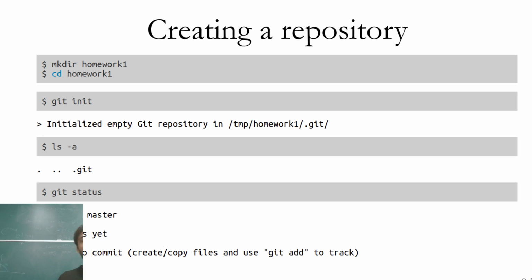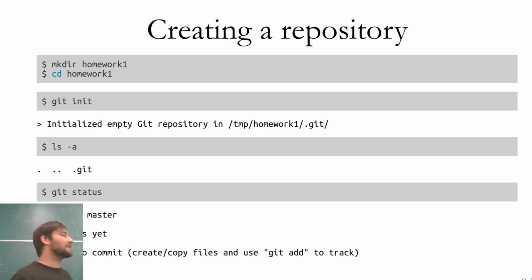So Git tracks changes which are inside one folder and subfolders. So let's say I want to track a folder called homework1. So I make this folder, and to make it into a Git repository, the only thing I have to do is call git init, assuming I have Git installed, of course. And that tells me I initialized an empty Git repository in this folder.